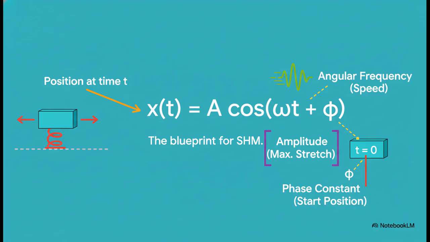I know it looks a little intense, but this is actually an incredibly elegant way to describe any simple harmonic motion. It basically tells us the position, x, of our wiggling object at any moment in time, t. And we're about to break down what every single one of those other symbols, A, omega, and phi, actually means. It's easier than you think.